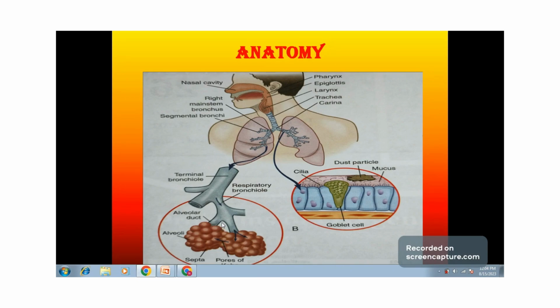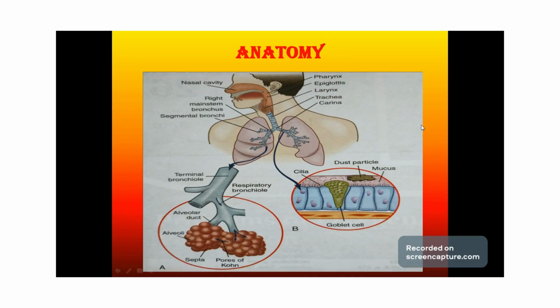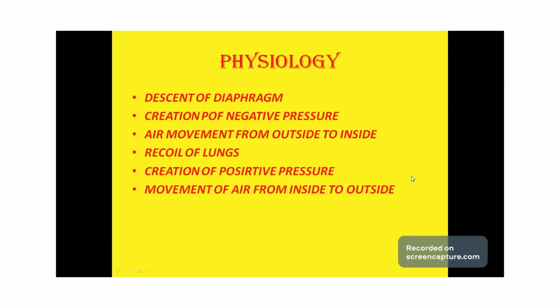Okay, and next we are moving on to the physiology, right? So the physiology of the respiratory system. How is this entire respiratory process being carried out? What happens is, first the diaphragm descends down into the abdominal cavity during inspiration. So there is a descent of the diaphragm. When the diaphragm descends into the abdominal cavity, the thoracic area or the thoracic cavity increases.